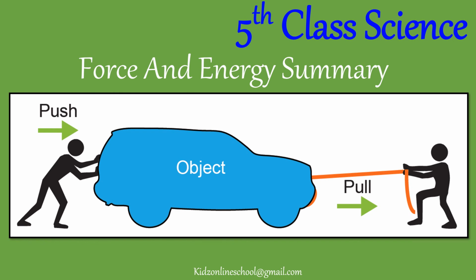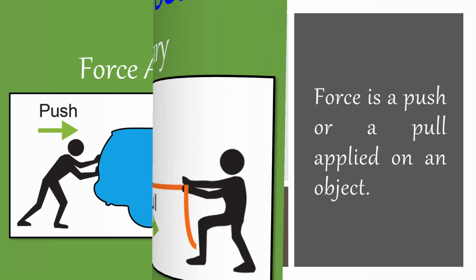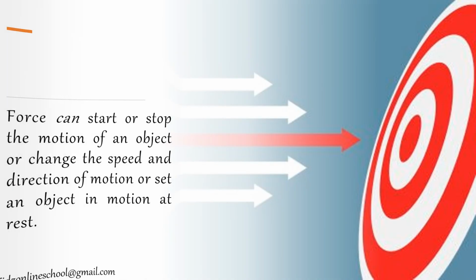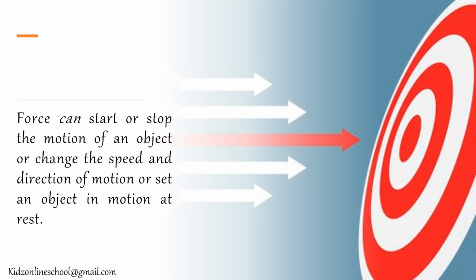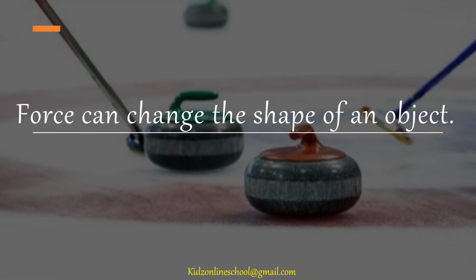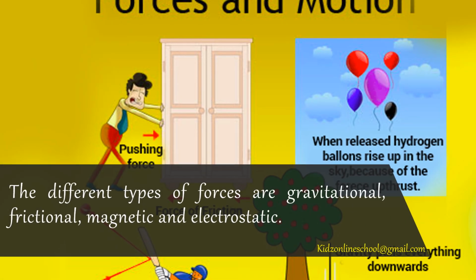Force and energy summary. Force is a push or a pull applied on an object. Force can start or stop the motion of an object, or change the speed and direction of motion, or set an object in motion at rest. Force can change the shape of an object. The different types of forces are gravitational, frictional, magnetic, and electrostatic.